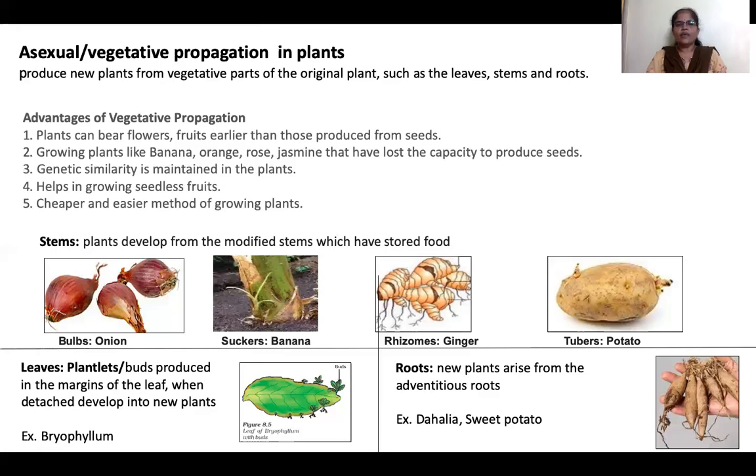These are the advantages of asexual reproduction. Now let us see ಸ್ಟೆಮ್ ಇಂದ ಯಾವ್ಯಾವ ಪ್ಲಾಂಟ್ಸ್ ಬರುತ್ತೆ, ಯಾವ್ಯಾವ ಪ್ಲಾಂಟ್ಸ್ ಸ್ಟೆಮ್ ಯೂಸ್ ಮಾಡಿಕೊಂಡು ನ್ಯೂ ಪ್ಲಾಂಟ್ ಫಾರ್ಮ್ ಮಾಡ್ಬೋದು ಅಂತ ನೋಡೋಣ. ಎಕ್ಸಾಂಪಲ್ ಆನಿಯನ್, ಬಲ್ಬ್ಸು, ಬನಾನಾ, ಸಕ್ಕರ್, ರೈಸೋಮ್, ಜಿಂಜರ್, ಟ್ಯೂಬರ್. ಈಗ ಇಲ್ಲಿ ನೋಡೋಣ, ದೀಸ್ ಆರ್ ದ ಬಲ್ಬ್ಸ್, ಅಂದ್ರೆ ಸ್ಟೆಮ್ಸ್ ನ ಡಿಫ್ರೆಂಟ್ ಫಾರ್ಮ್.